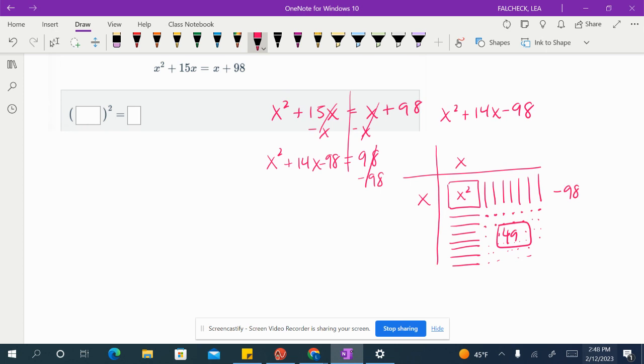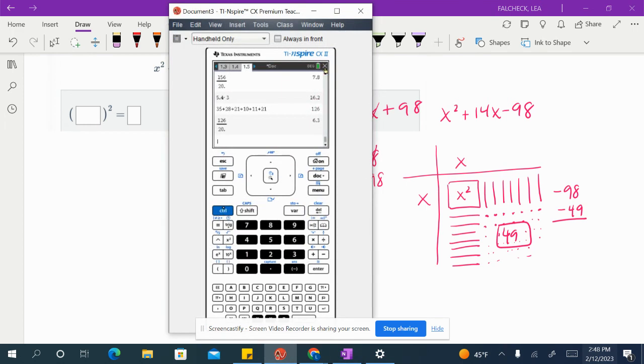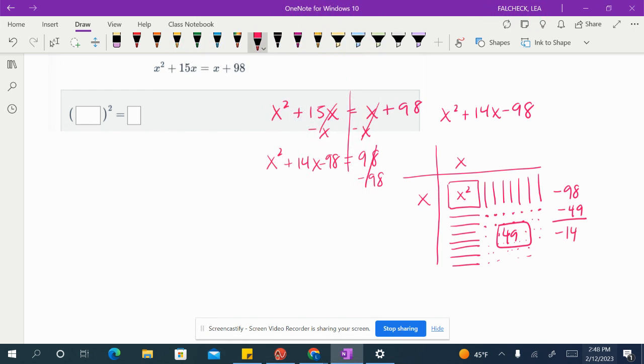So I start with negative 98. I take away the 49 that I used to complete the square. So I've got negative 98 minus 49. That's going to give me negative 147. So I would have x. Wait, how many are here? 7. There's 7 down here. So I would have x plus 7 squared, and then there's minus 147 left over.